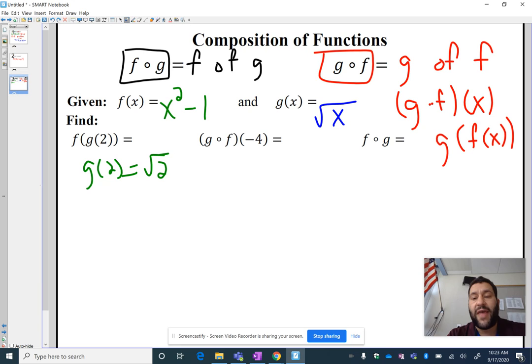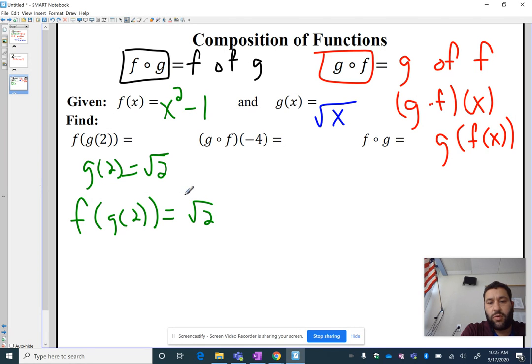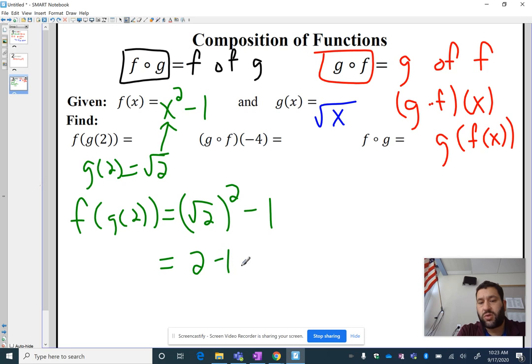Once we have that, that becomes our new value that we put into the f of x equation. So f of g of 2 will equal the square root of 2, squared, minus 1. Look what I did. I took the square root of 2 and I put it in for this x value right there. From there, you just got to clean it up and solve it. So the square root of 2 squared is 2, minus 1 will equal 1. Therefore, f of g of 2 equals 1.